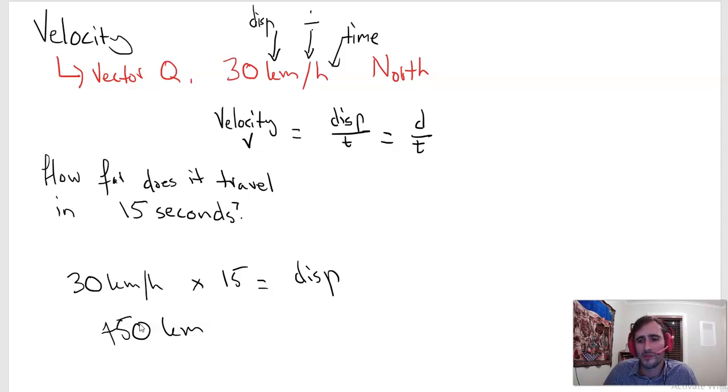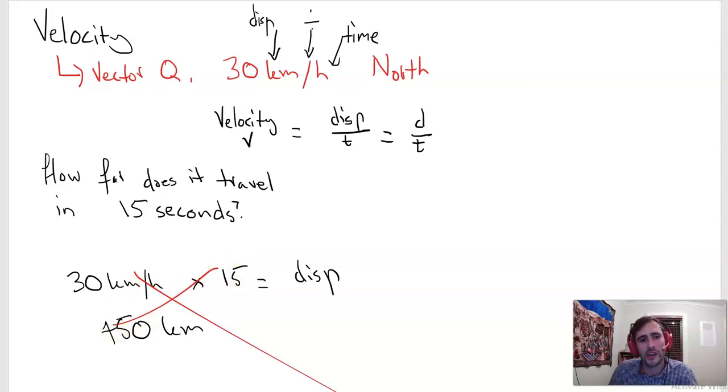Now, that's a bit of a noob error, okay? Something is not right here. You can't travel in a car at 30 kilometers an hour and move 450 kilometers in 15 seconds. This does not make sense. There is something terribly wrong with this. And the reason is because our units are incorrect. We have tried to use seconds here when the original format was in hours, okay?